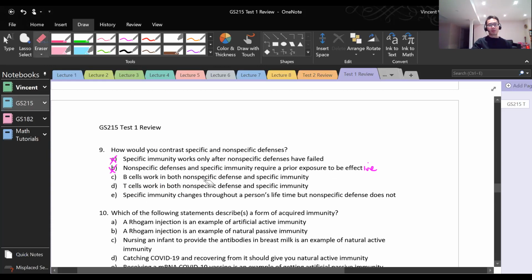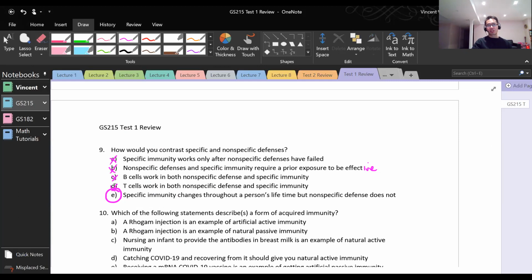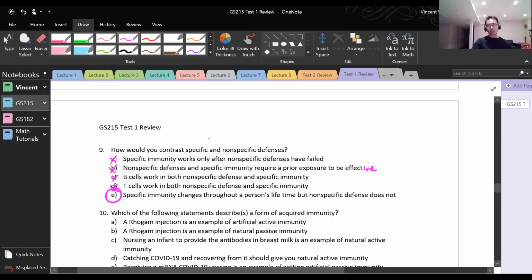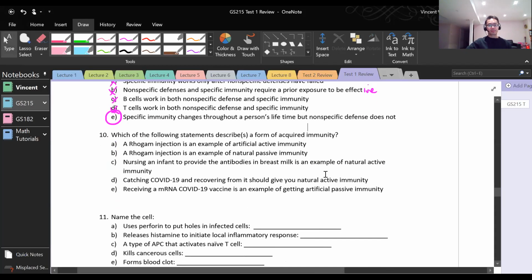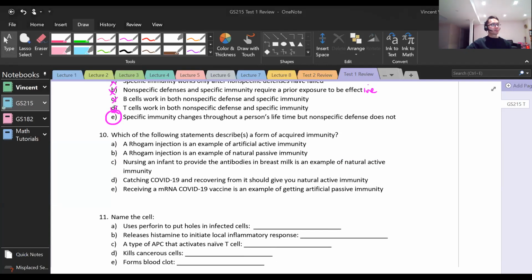B cell works in both non-specific and specific defense. No, B cell is for specific immunity only, right? Same thing with T cell. T cell is for specific only. And so E is the correct answer. As you get exposed to different antigens, your specific immunity would evolve, would change. You would be able to have more types of memory cells, for example. Whereas non-specific defense, your mechanism for inflammation, fever, phagocytosis, those don't change. It doesn't change throughout your life. Correct answer is E. Okay, let's try another one.